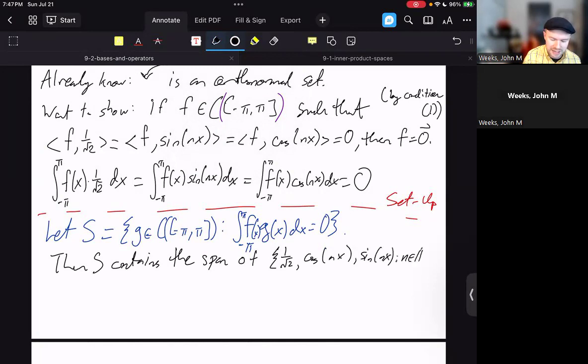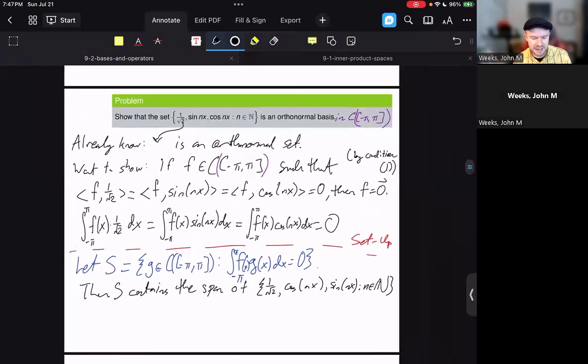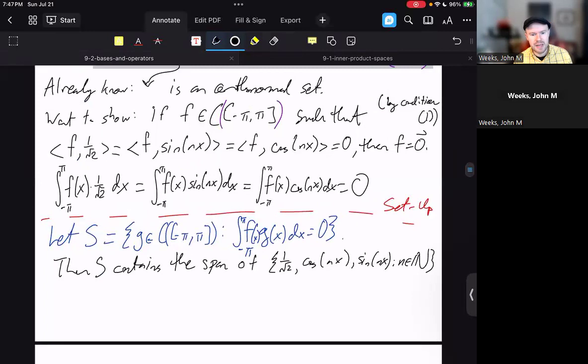Because if I added any two of these functions together, that would still be 0 because I'm adding 0 to 0. I could also scalar multiply any of the functions given here in this orthonormal basis, and I would still get 0 from this integral. So S contains the span of this set.